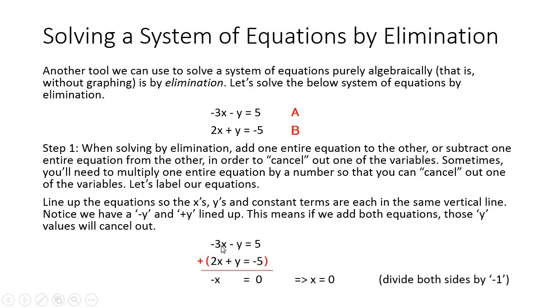So we have negative 3 plus 2x is a negative 1x, minus y plus y here is a 0y. I didn't write that. That canceled out. That's why we did this. And then 5 plus negative 5 is just 5 minus 5, which is just a 0. And so negative x equals 0, and then if you divide both sides by negative 1, or multiply both sides by negative 1, you'll get rid of the negative x and it'll become a positive x, and 0, you can't change that, it'll still stay 0, so x equals 0 is the solution for x.